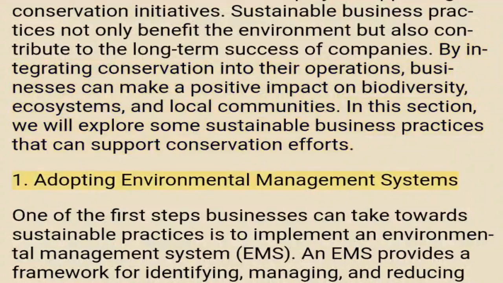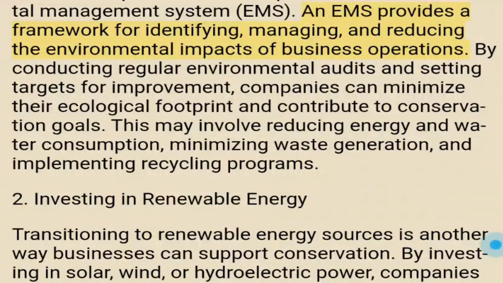1. Adopting environmental management systems. One of the first steps businesses can take towards sustainable practices is to implement an environmental management system (EMS). An EMS provides a framework for identifying, managing, and reducing the environmental impacts of business operations. By conducting regular environmental audits and setting targets for improvement, companies can minimize their ecological footprint and contribute to conservation goals. This may involve reducing energy and water consumption, minimizing waste generation, and implementing recycling programs.